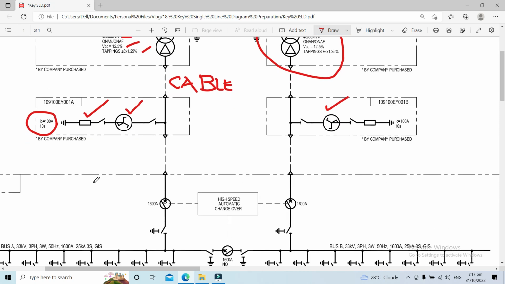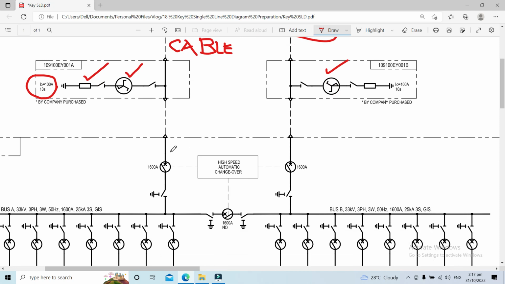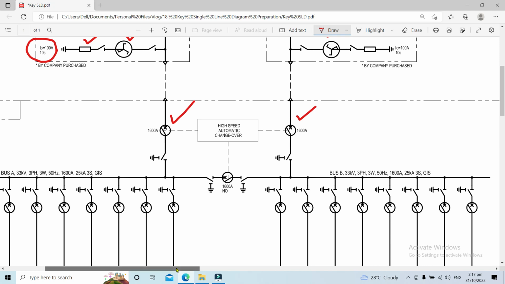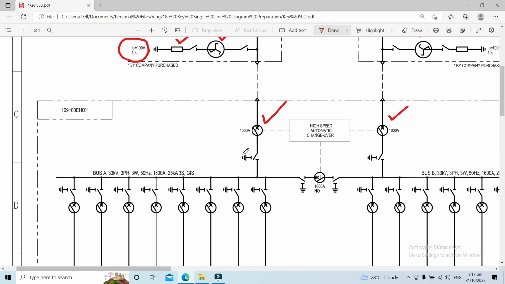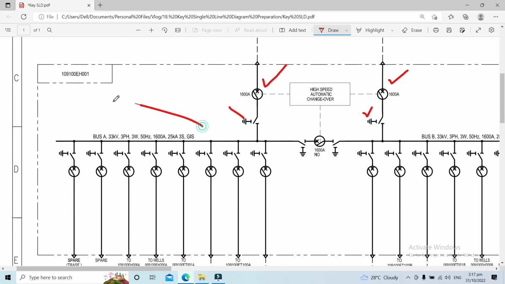Okay, so we go downstream. This is our incomer of the 33 kV switchgear. This is rated 1600 ampere. This is the symbol for our earthing switch. As you can see, these are the typical information you can see in a key single line diagram.